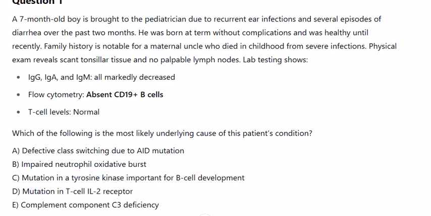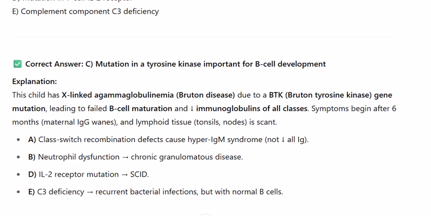Correct answer C. Mutation in a tyrosine kinase important for B cell development. Explanation: this child has X-linked agammaglobulinemia, Bruton disease, due to a BTK, Bruton tyrosine kinase, gene mutation, leading to failed B-cell maturation and deficiency of immunoglobulins of all classes. Symptoms begin after 6 months, when maternal IgG wanes, and lymphoid tissue, tonsils, and nodes is scant.